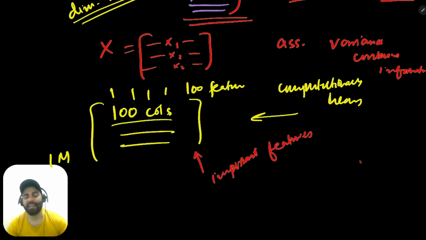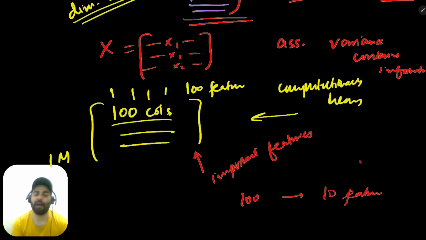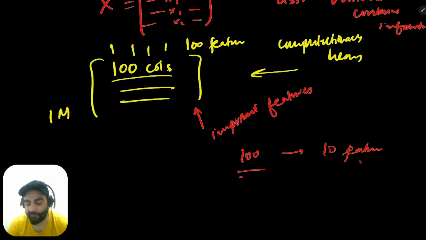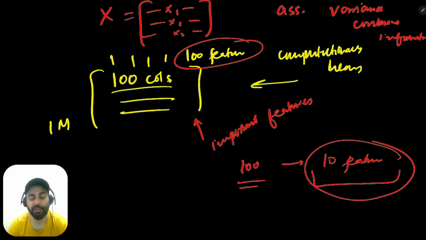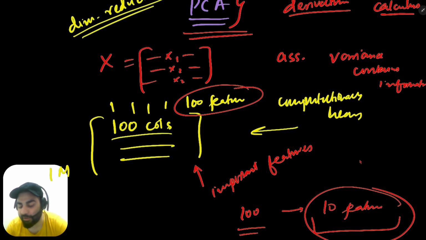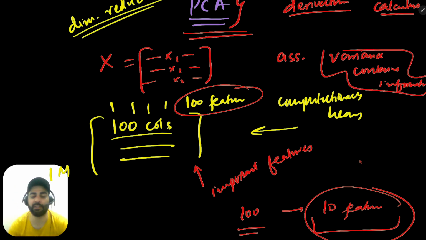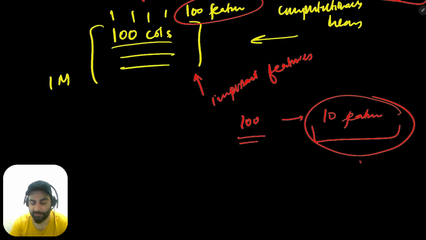We try to see, can we reduce these 100 features, let's suppose, to some 10 features, but these 10 features should have the most prominent information that is there. Maybe we have 100 features, but I want to get it down to 10 features. That's why it's called dimensionality reduction. The dimension was 100, and now I'm reducing it to 10. So this is the assumption: variance contains the information. I'm saying that variance is the one that contains information.